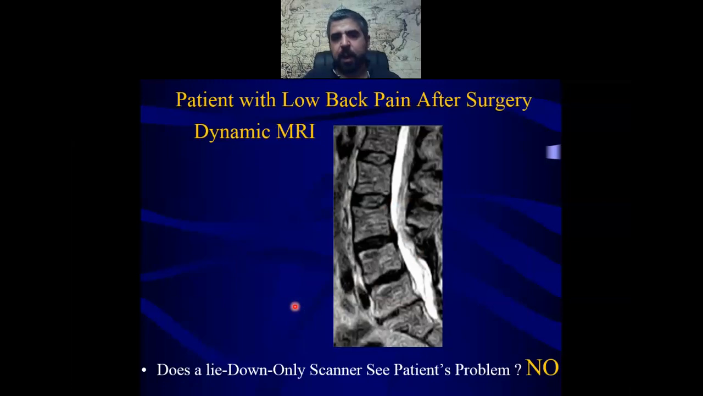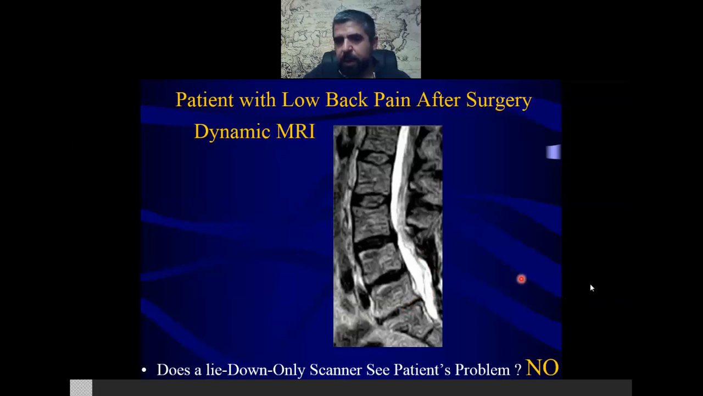This is a patient with low back pain after surgery. The lie down MRI, this is a normal MRI that we do in our centers. It shows nothing. This is the site of surgery here, and there is no restenosis, no significant bulge or compression or anything like that.